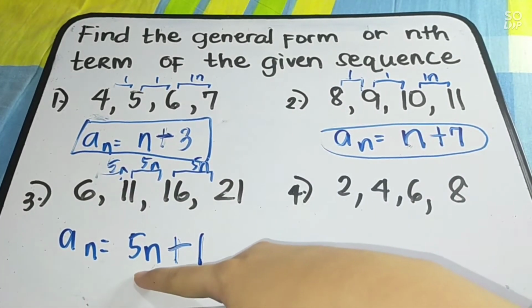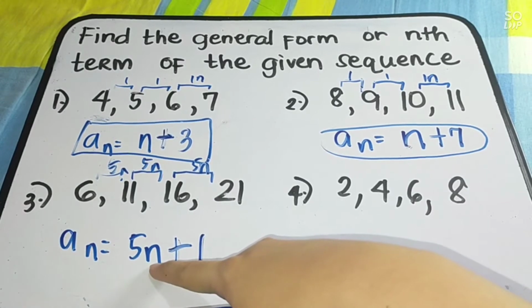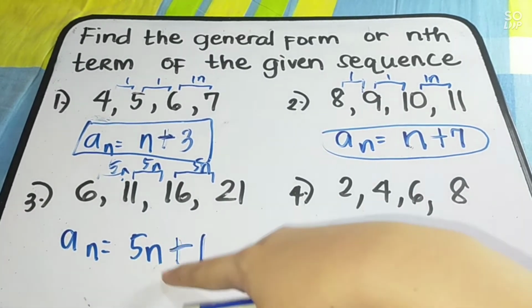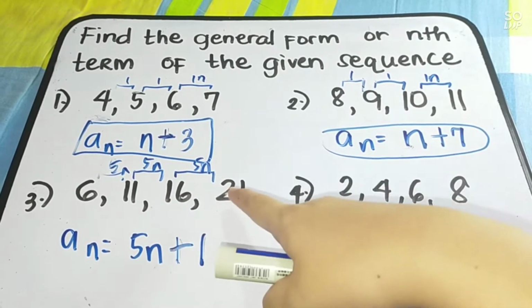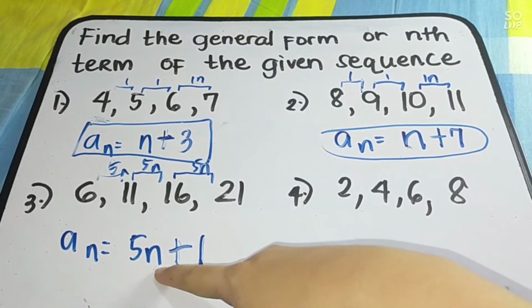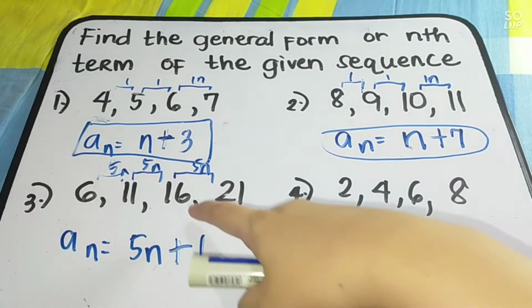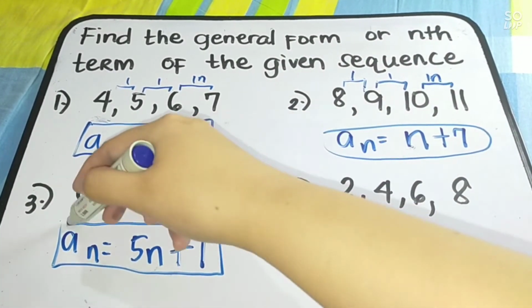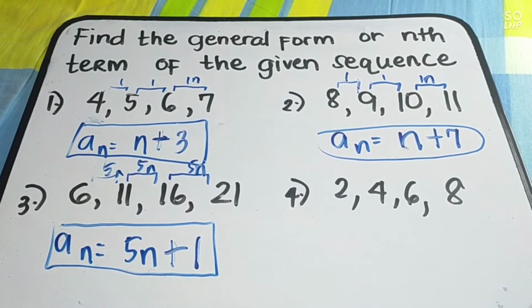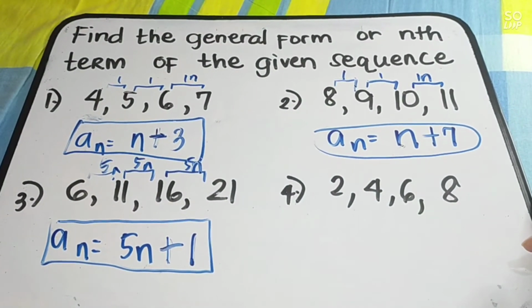If we are going to have the second term, change n into 2. 5 times 2, we have 10. 10 plus 1, we have 11. Correct. For the third term, 5 times 3, we have here 15. Plus 1, the answer is 16. So, this is now your nth term or the general term. Is it clear?